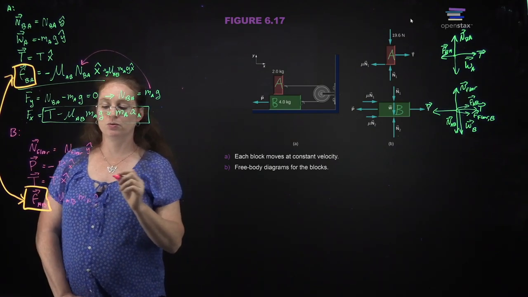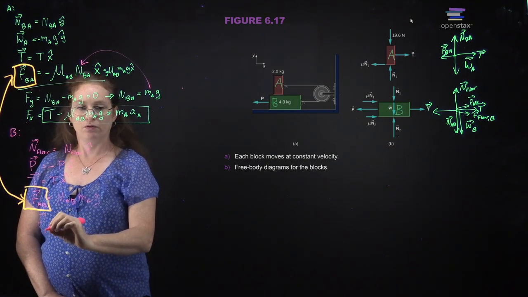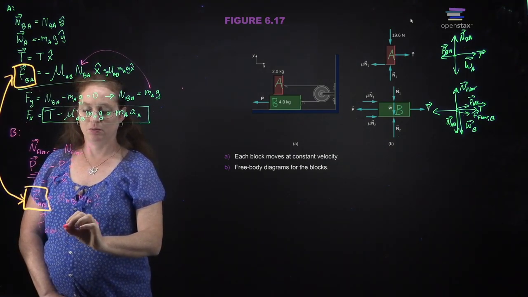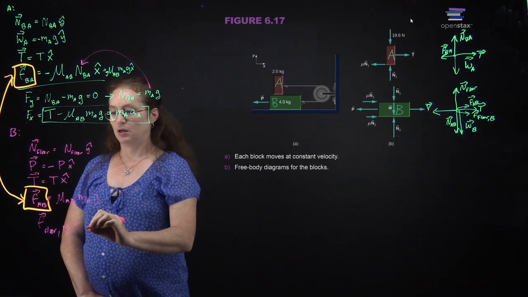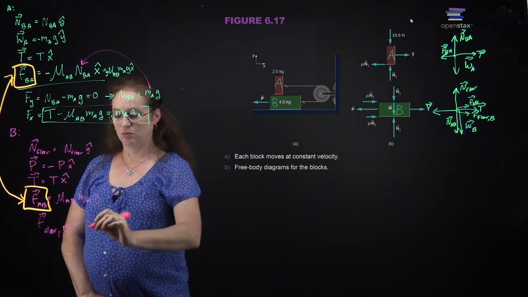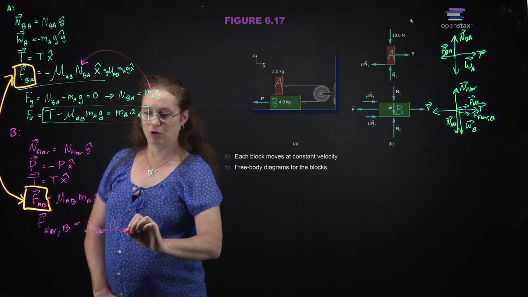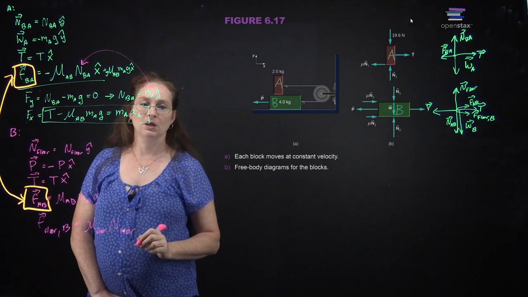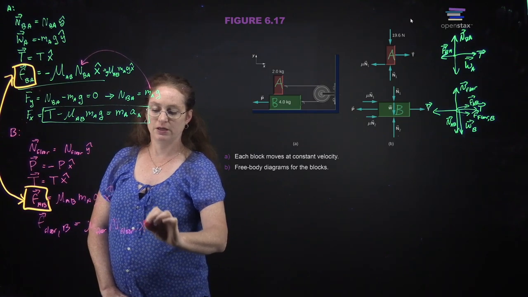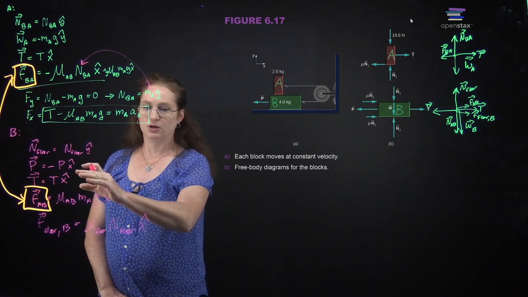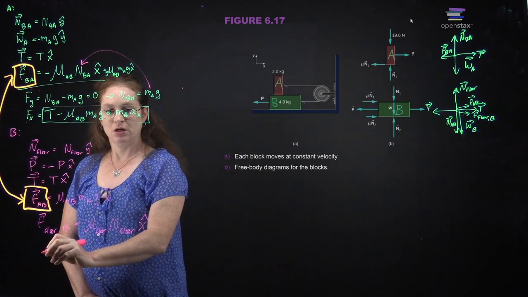Okay, so then I need F floor on B, and this is equal to mu floor N floor. And here I need an x hat. Here I need an x hat. And I should have four in the x direction. I've got all four vectors in the x direction.